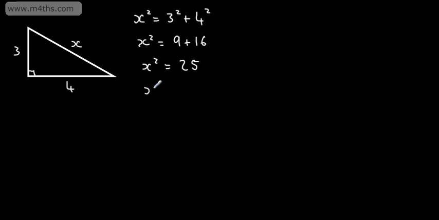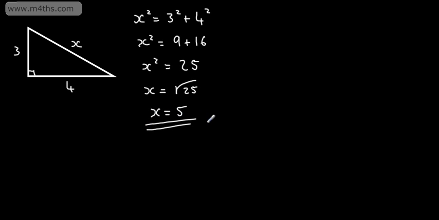So if I do that, we can say that x squared is equal to 3 squared plus 4 squared. So we could write now that x squared is equal to 9 plus 16. We can say that x squared is equal to 25. And x, as it's a length, will be equal to the positive root of 25. And that gives us that x is equal to 5.